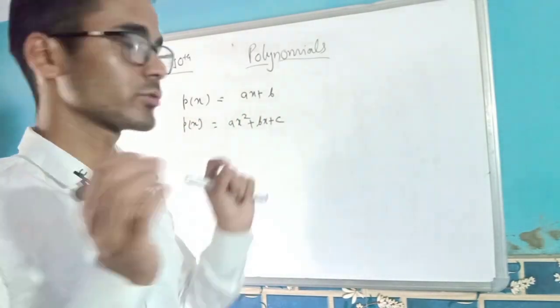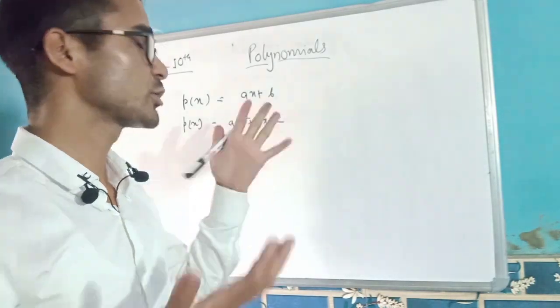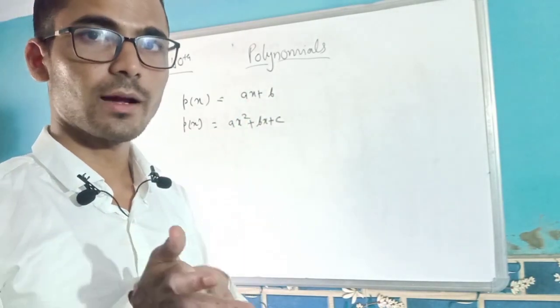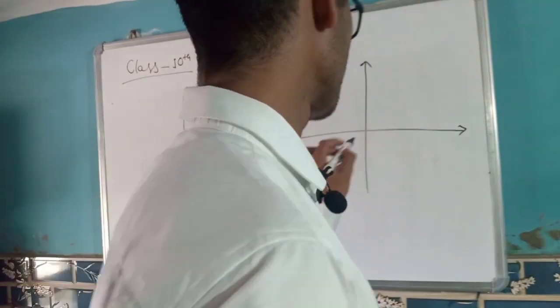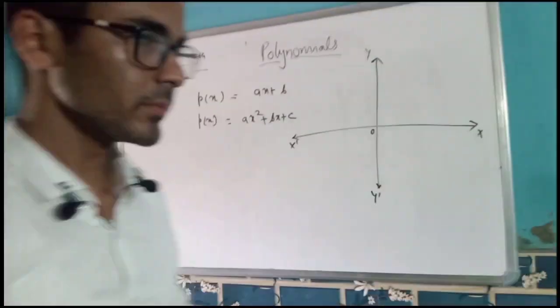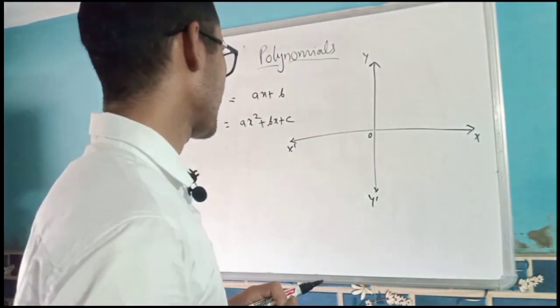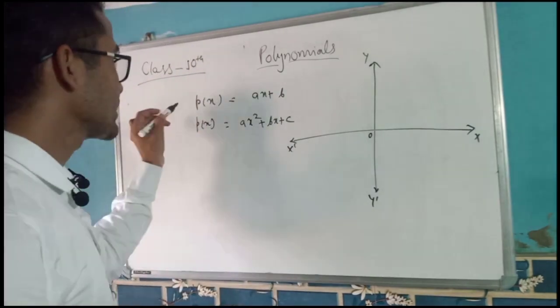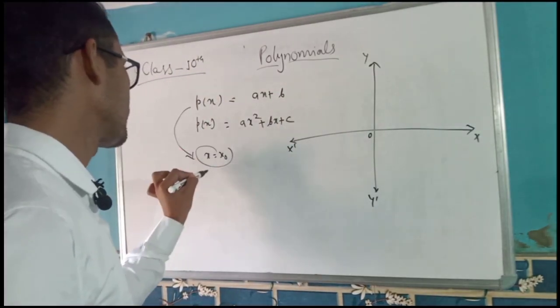But do the zeros of these polynomials have some geometrical or graphical significance? Can we represent them on a graph so that we can say, okay, this zero is like this? Now this is a straight line. What does it mean that x equals x_0 is a zero?